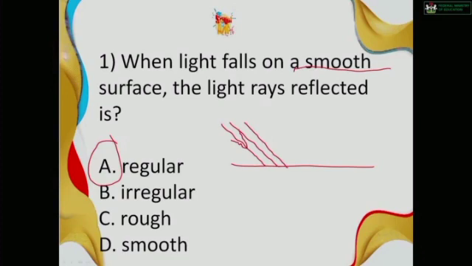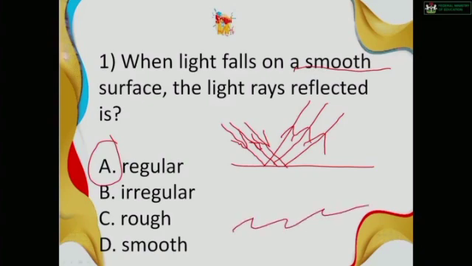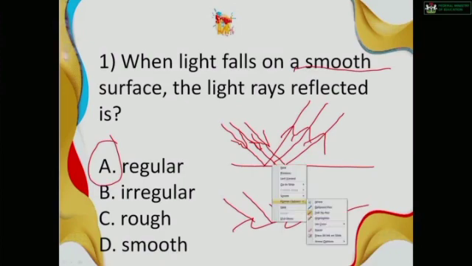Say light coming like this, like this, like this. This is the coming light, this is the incident ray, and then the light that will be reflected back will be regular. These lines are meant to be parallel, sorry. If it were on a rough surface, then it will be irregular. Say you had light falling on a rough surface like this, with beams of light coming down, the light rays will be reflected in an irregular manner. It is not regular. The light rays that are reflected will not be parallel.